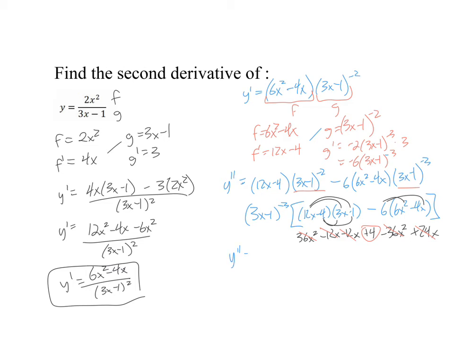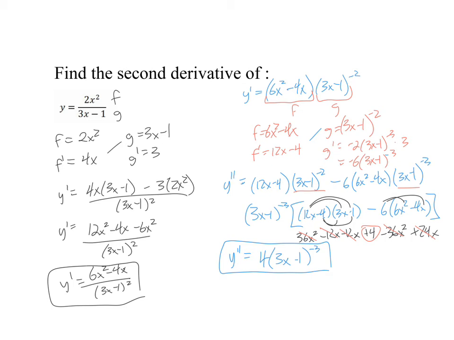So often with these kind of questions, this kind of thing will happen where we get quite a nice simplification. So after all is said and done, all we have left over is 4 times our 3x minus 1 to the negative 3. So that would be our second derivative answer.